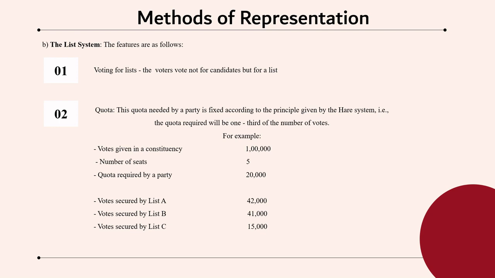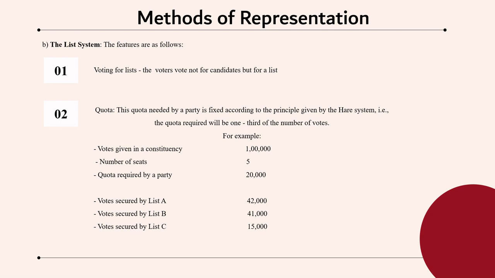Votes secured by list A, 42,000. Votes secured by list B, 41,000. Votes secured by list C, 15,000. As parties A and B secure more than the required quota, so list A and list B secure 2 seats each.